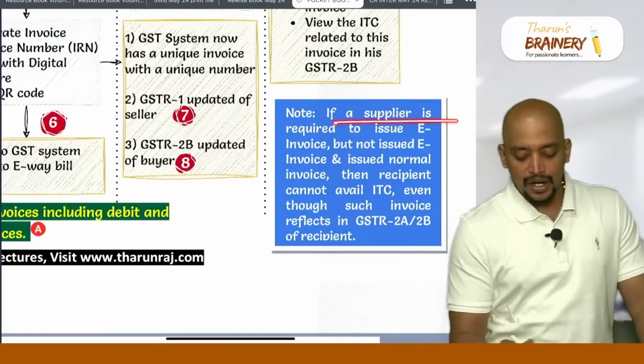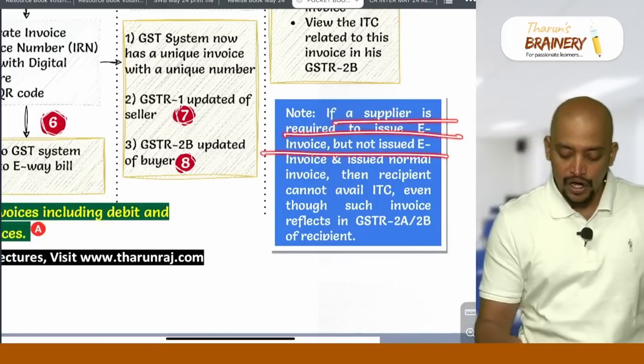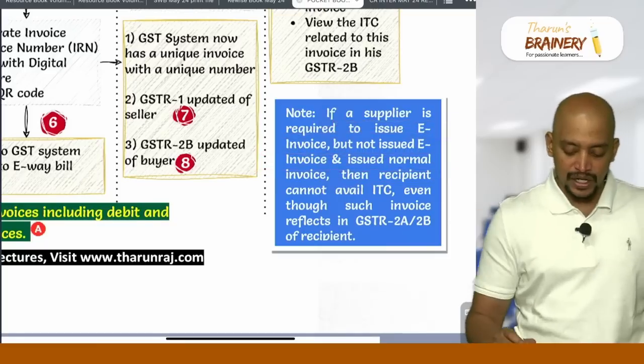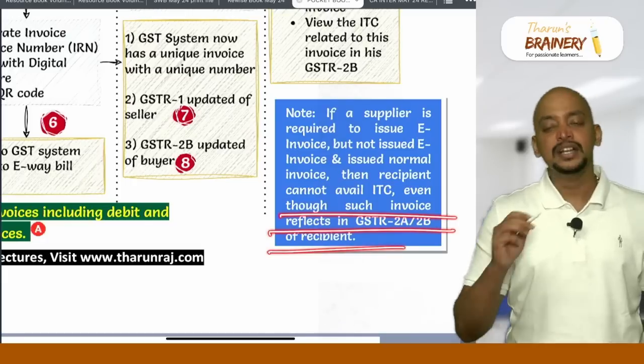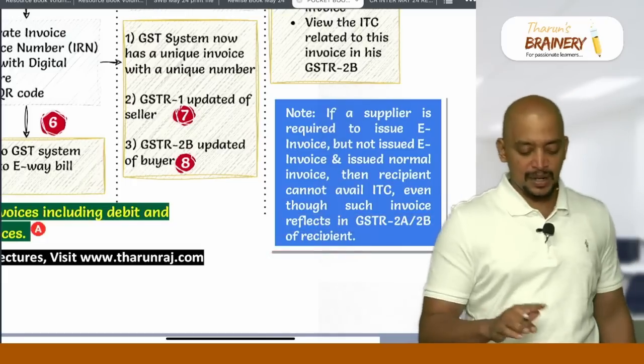So if a supplier is required to give an E-Invoice but issued a normal invoice instead of an E-Invoice, then the recipient cannot avail ITC even though such invoice is reflected in 2A or 2B of the recipient. That is an important point.